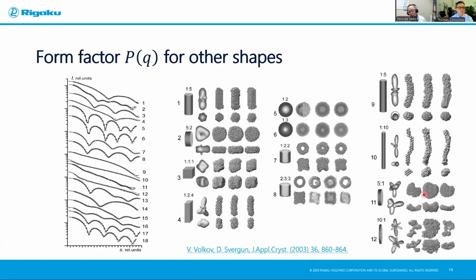But different shapes of nanoparticles have different form factors. For example, rods, type number 1, or discs, type number 2, cubes, or core-shell particles like an egg. Every different shape and density distribution over the nanoparticle has a different form factor. The paper I listed here summarizes the form factor differences for different nanoparticle shapes very well, so you may want to refer to it.